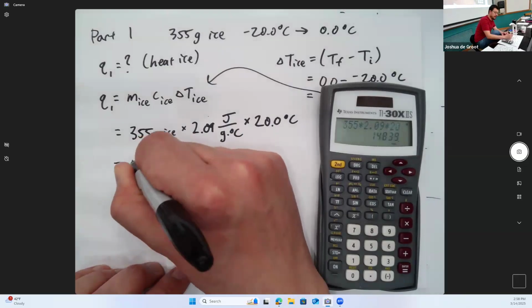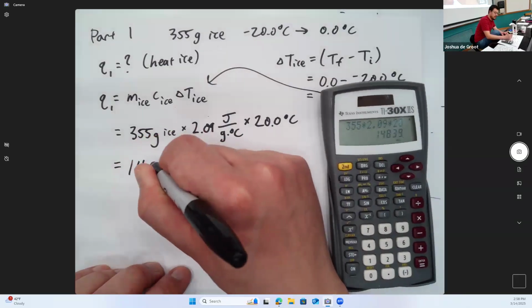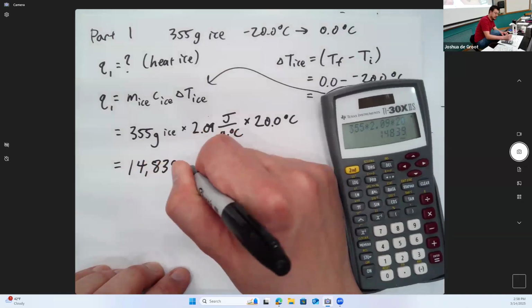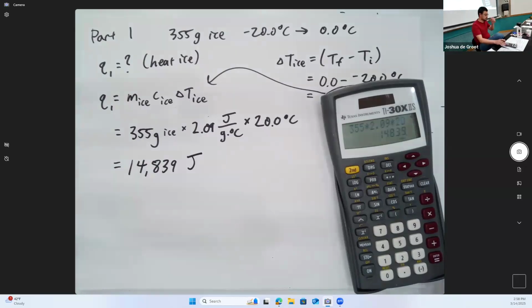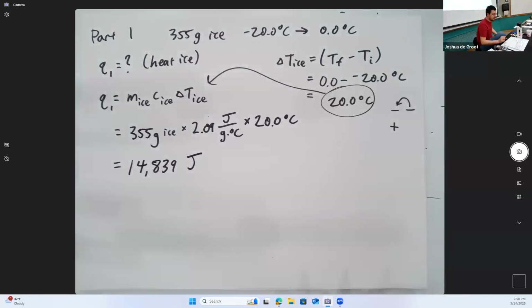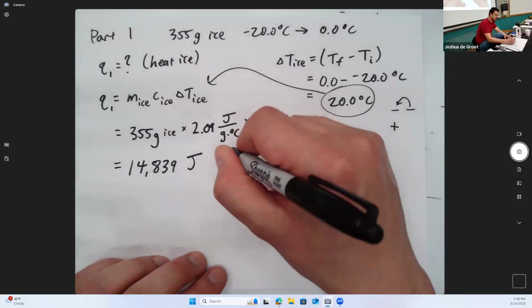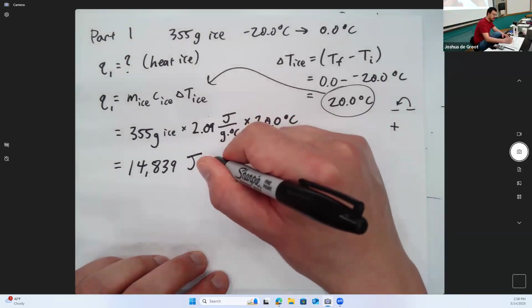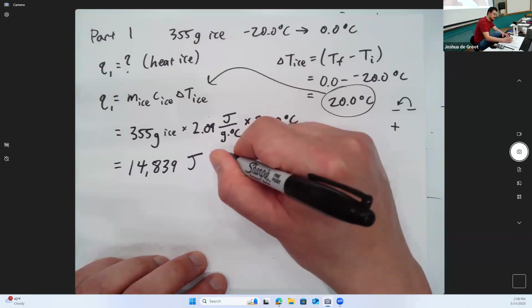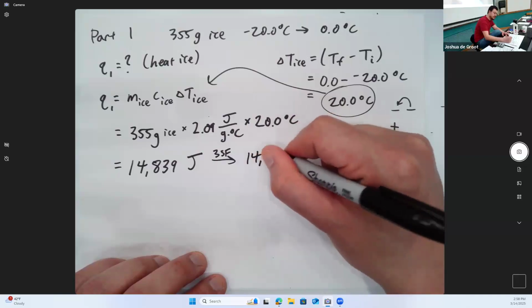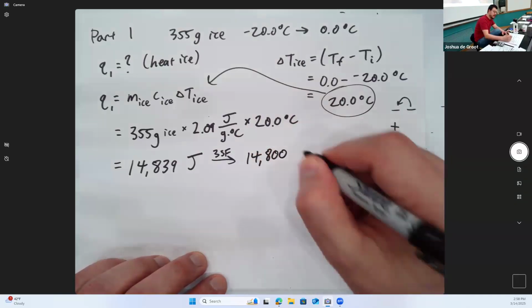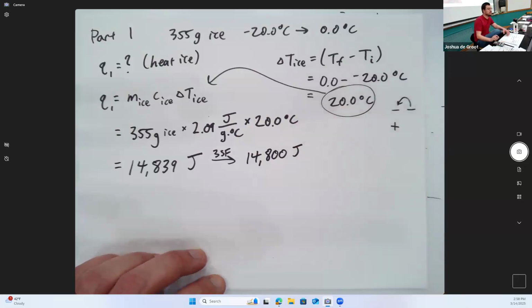All right, I get 14,839 joules. Okay. Now each of those numbers have 3 sig figs, so I'm going to round in accordance to sig figs, and that'd be 14,800 joules.